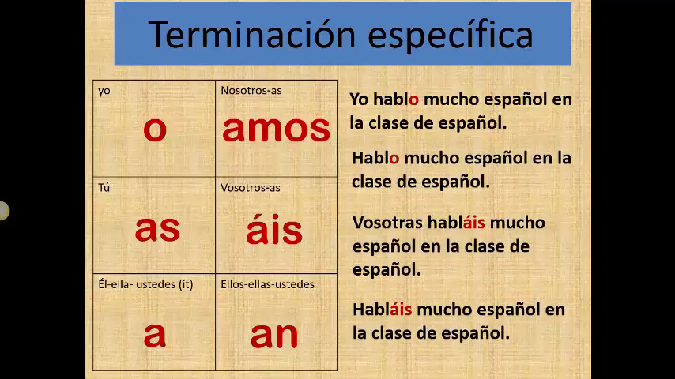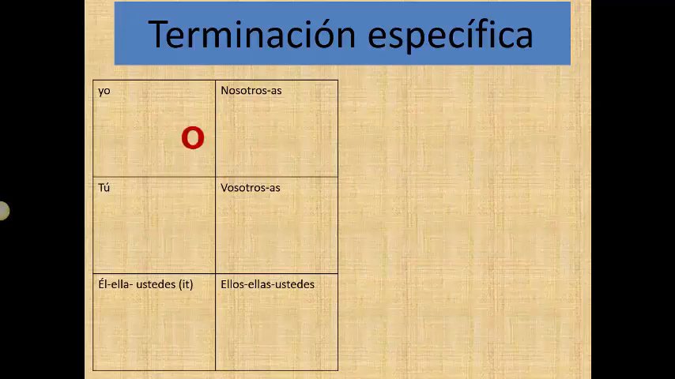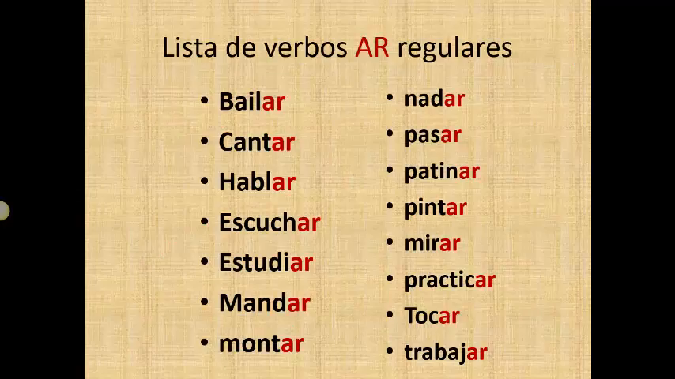Yo hablo mucho español en la clase de español. Hablo mucho español en la clase de español. Okay? And the other thing is because it's specific, if you look at the first two sentences, when I say hablo, that's specific to yo. So there's no need to put the yo there. If you say hablo, we can infer that I speak. Okay?